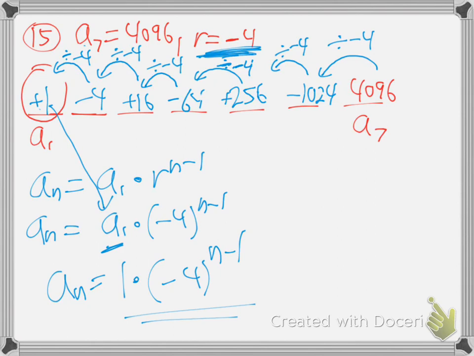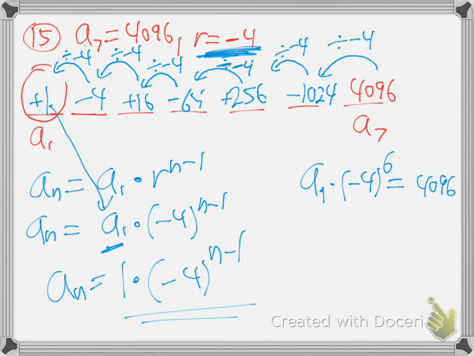Can we do it the other way? What other way? They gave us a7. I did it this way. They gave me this. Go ahead. 7 minus 1 is 6. Yeah, a1 times negative 4 to the 6th, like that, right? Yeah. Good thinking, Abdul.